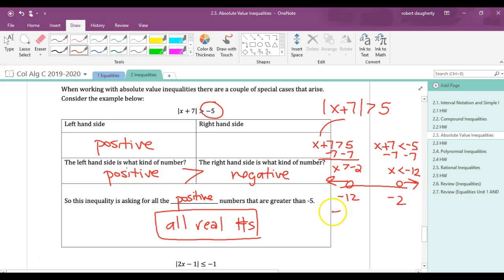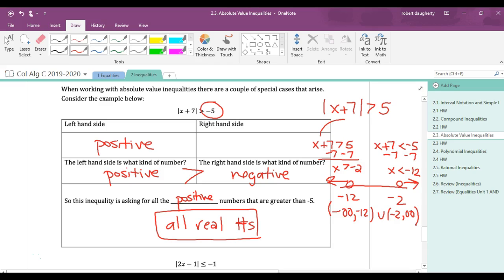And this is what, negative infinity to negative 12, negative 2 to infinity, okay? That's the way I would work this problem if this had been a positive over here. Anytime you see a negative number, you can try this process. You're going to get nonsense for your answer.